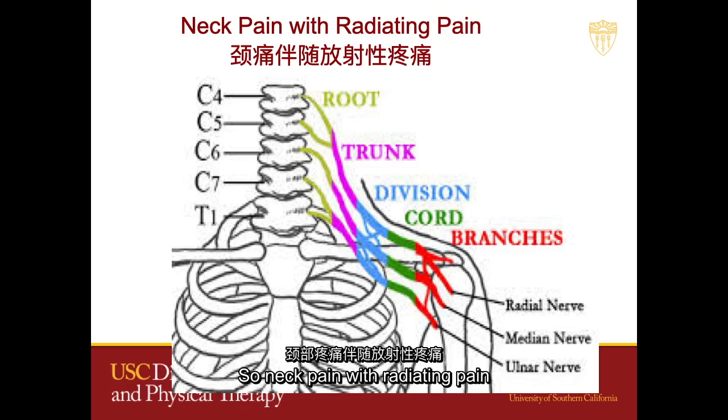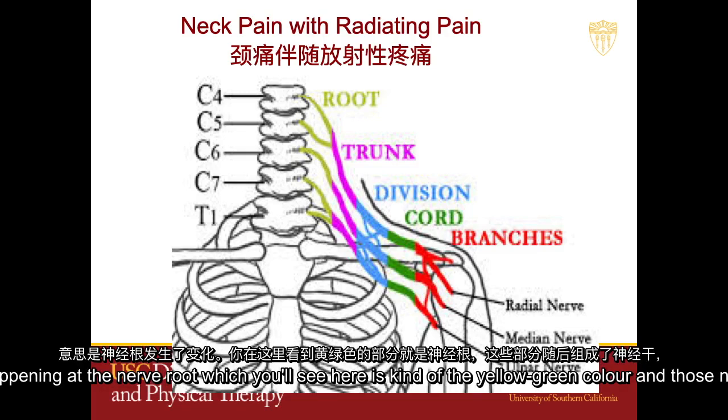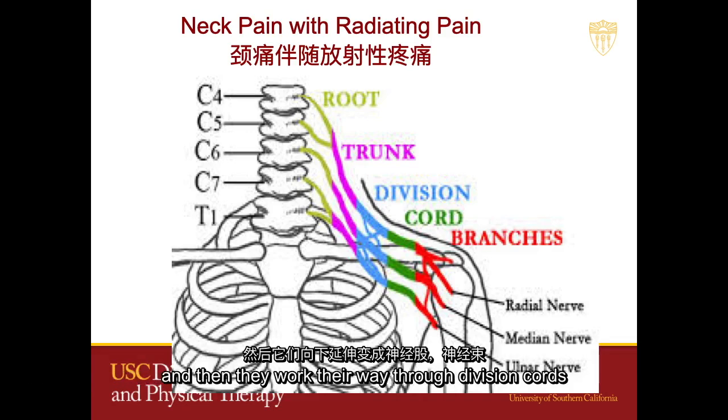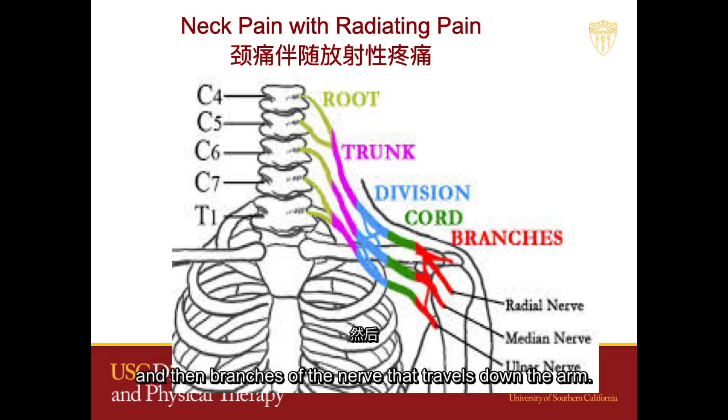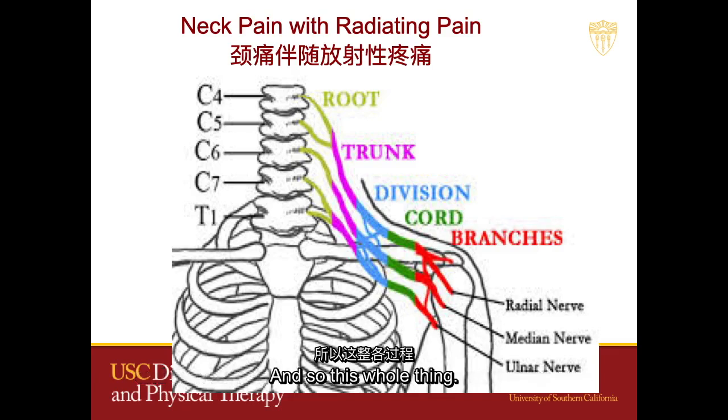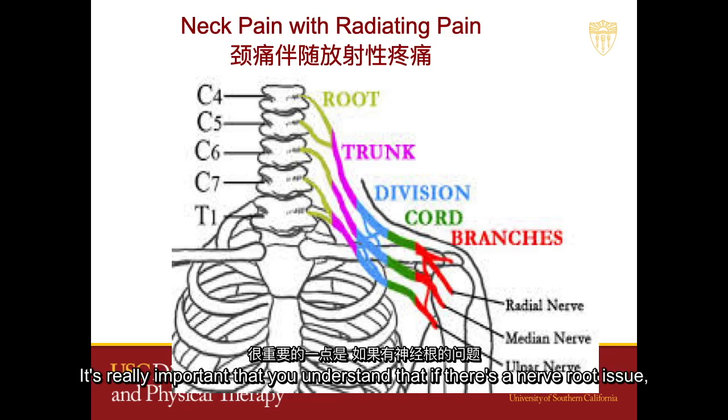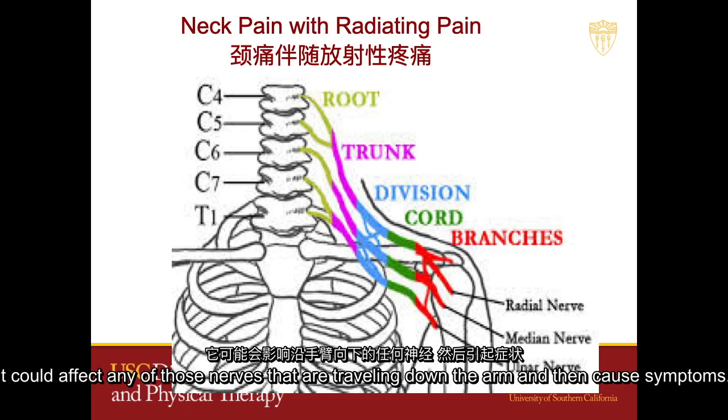So neck pain with radiating pain means that something is happening at the nerve root, which you'll see here is kind of the yellow-green color. And those nerve roots then form trunks, and then they work their way through divisions, cords, and then branches of nerve that travels down the arm. And so this whole thing, it's really important that you understand that if there's a nerve root issue, it could affect any of those nerves that are traveling down the arm and then cause symptoms.